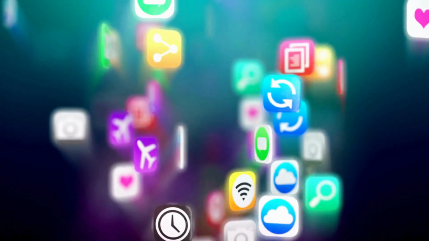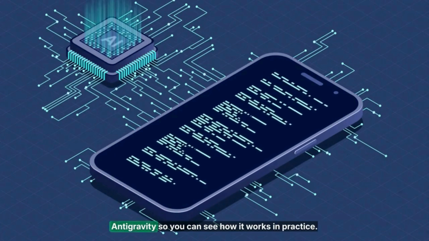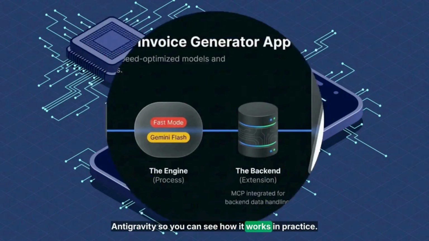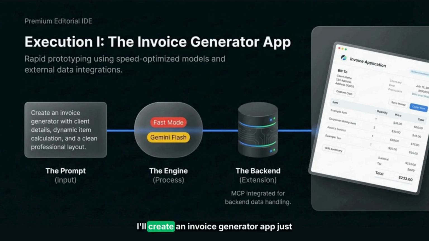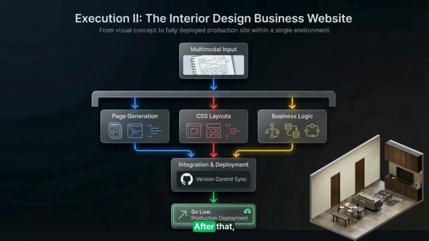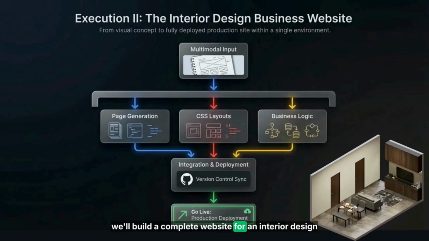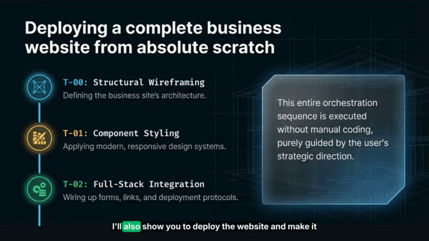In this video, I'm going to build real projects using Google Antigravity so you can see how it works in practice. First, I'll create an invoice generator app just by giving a simple prompt to the AI. While building it, I'll also show you how to connect MCP servers and use them as the backend. After that, we'll build a complete website for an interior design business. We'll create the pages, design the layout, and structure the whole website inside Antigravity. And finally, I'll also show you how to deploy the website and make it live.